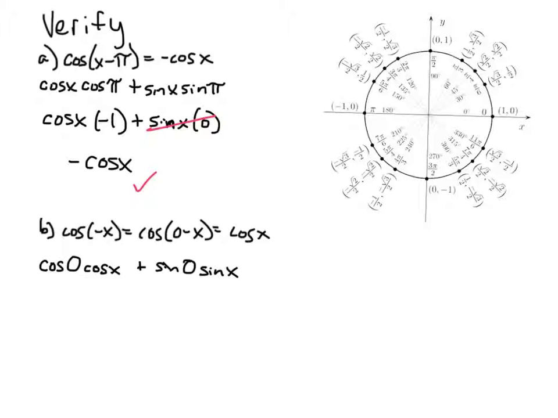All right, the cosine at 0. So here's 0. The cosine is 1. So this is 1 times cosine x, plus the sine at 0 is 0 times sine x. This cancels. And I just showed that the cosine of negative x is the same thing as cosine of x. Alright, and so all of this was the cosine sums and differences. Soon we'll look at the sine sums and differences.